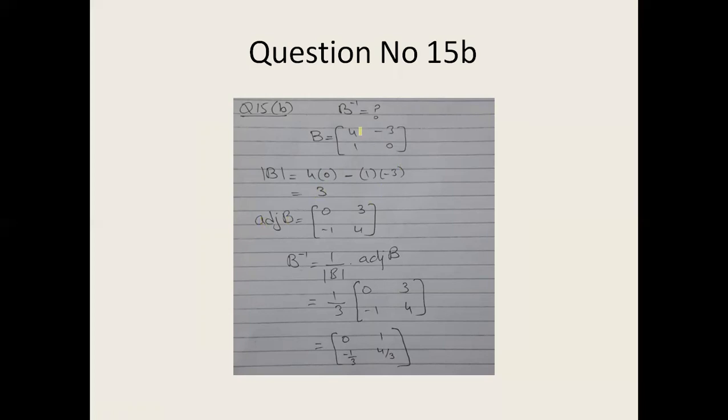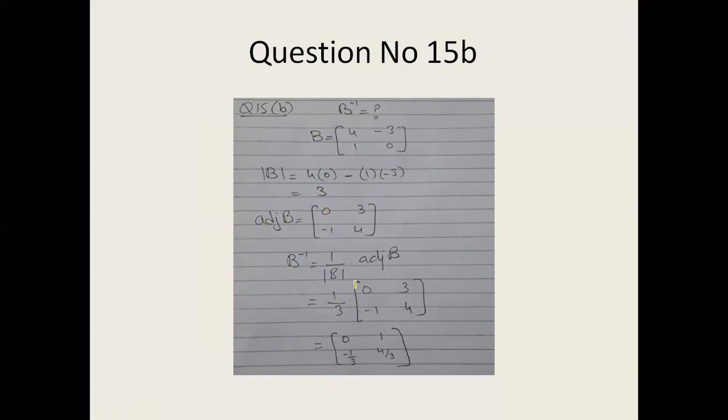Then I will find the adjoint. I will change their position, and I will change their signs. So 0 and 4 will be here. Here you will have +3. Here you will have -1. B inverse formula is 1 by B determinant into adjoint B. So 1 by 3 into adjoint of B, where adjoint is 0 3 -1 4.